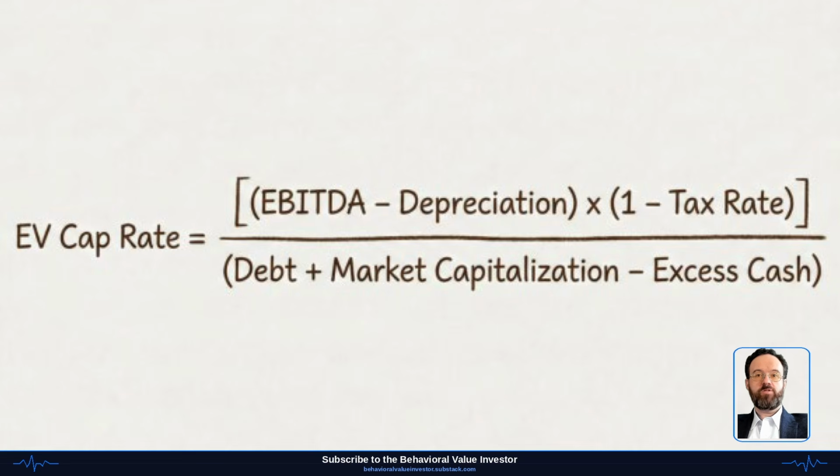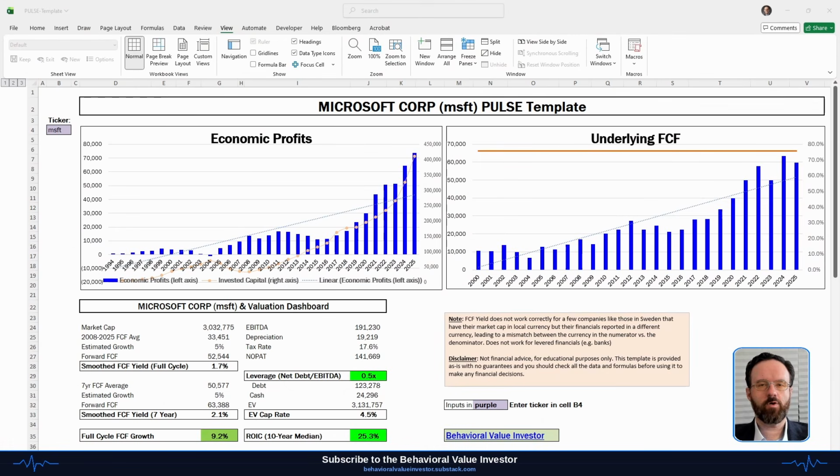And now let's dive into the interesting part, which is applying it to 3 examples of companies that you actually know. All right, let's start our walkthrough through 3 examples of using the Pulse framework in action. So I'm going to look at the spreadsheet over here. And we're starting out with Microsoft, one of the examples we used earlier. And you can see the economic profits are amazing.